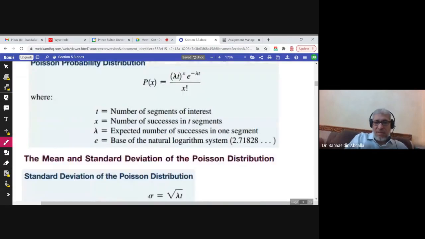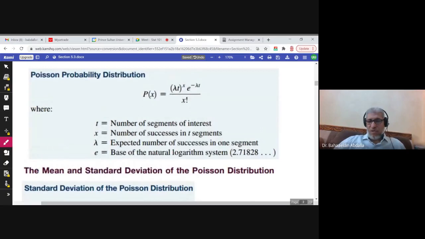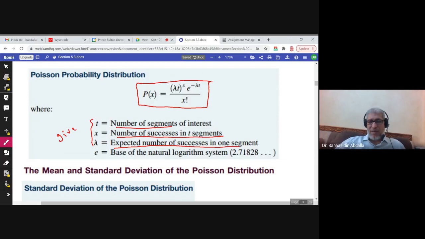Now let us take the Poisson probability distribution formula, how to calculate the probability of X. What is X? Number of successes in T segments, in all the segments. What is lambda? Expected number in one segment, average in one segment. T is the number of segments. So T, number of segments; lambda, average per segment; X, number of successes. All of these three should be given in the question, so I can find the probability.